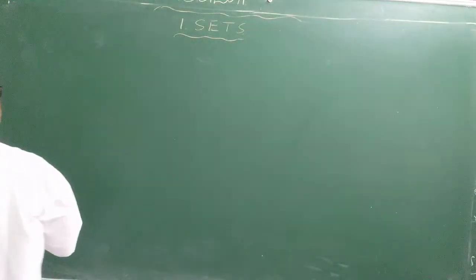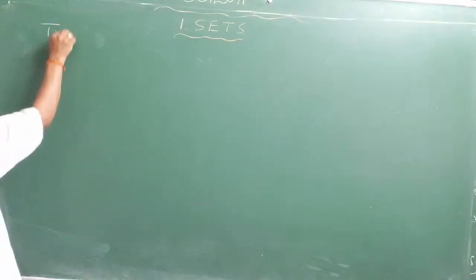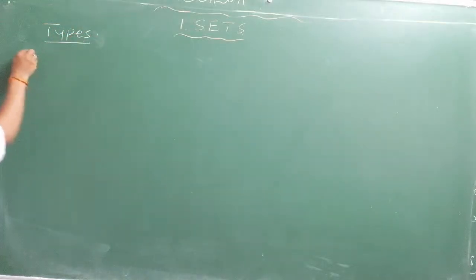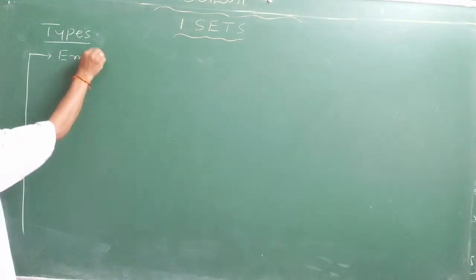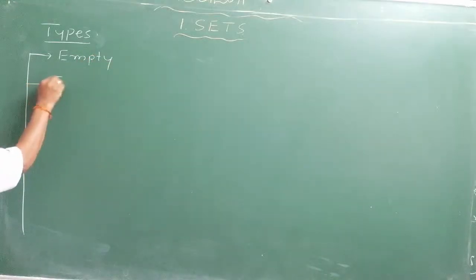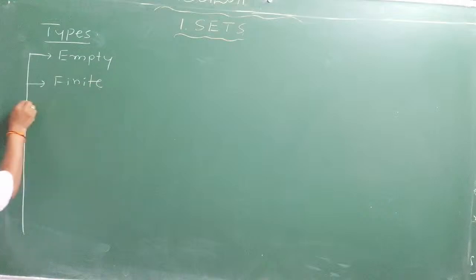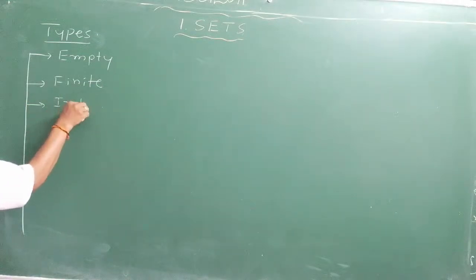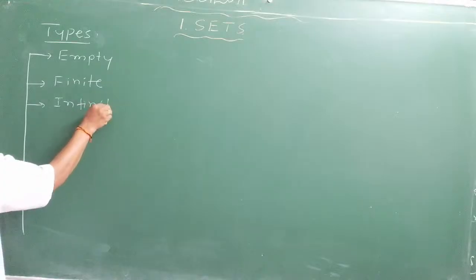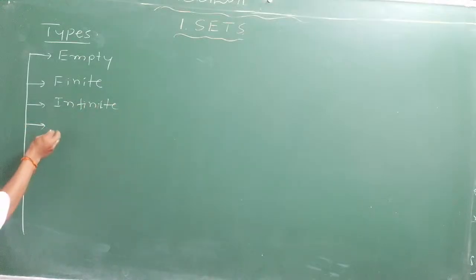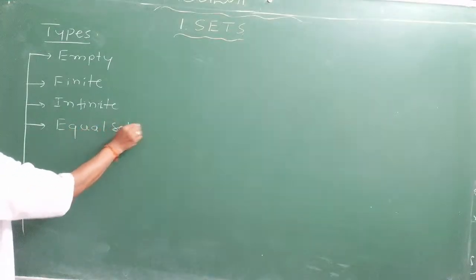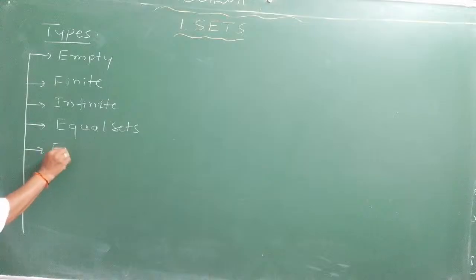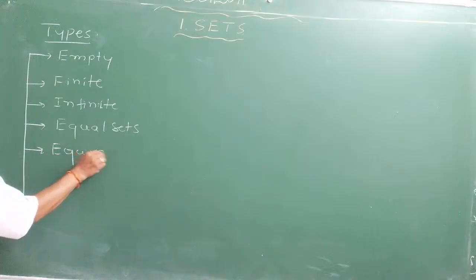So far we studied the types of sets. Types of sets we covered so far: empty set, finite set, infinite set. And we have to study equal sets. I think we discussed. And equivalent sets.